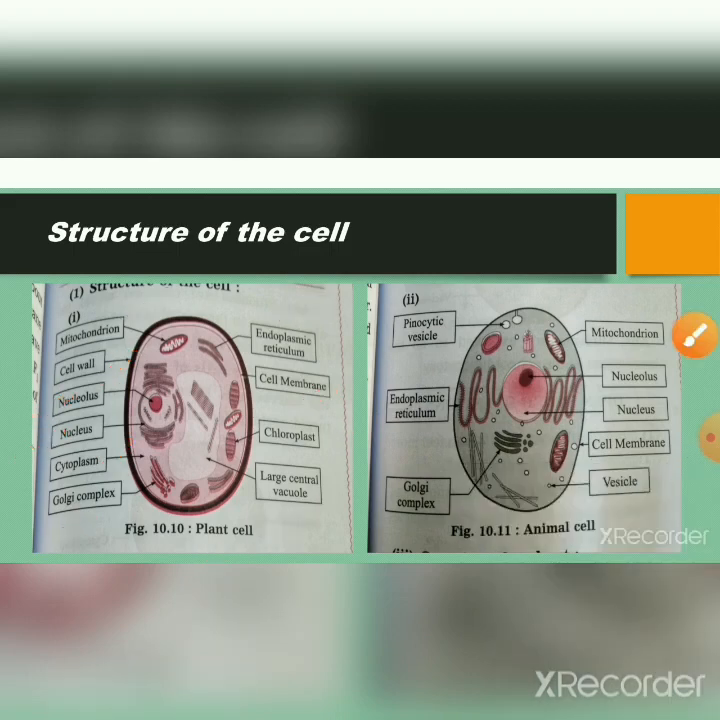Then we'll see the animal cell here. It has pinocytic vesicle, then endoplasmic reticulum, then Golgi complex, mitochondria, nucleolus, nucleus, cell membrane and vesicles.